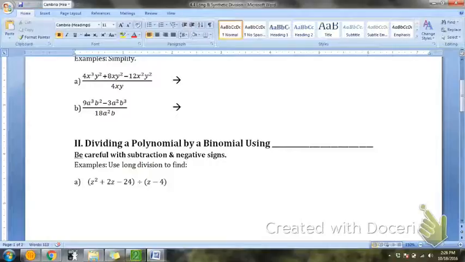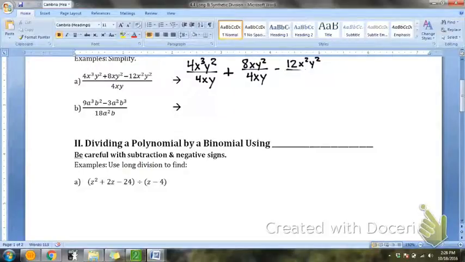So I'm going to have 4x cubed y squared divided by 4xy. That's the first one. Plus 8xy squared divided by 4xy. Okay, so then we subtract 12x squared y squared divided by 4xy.